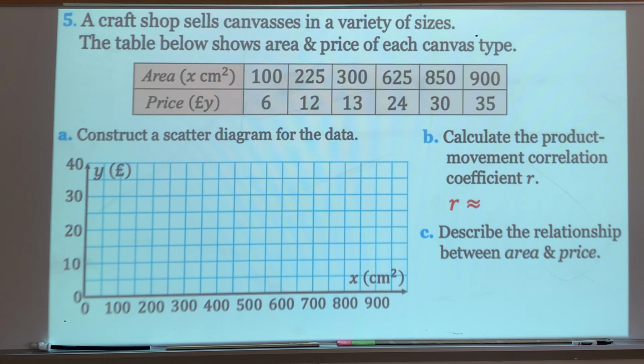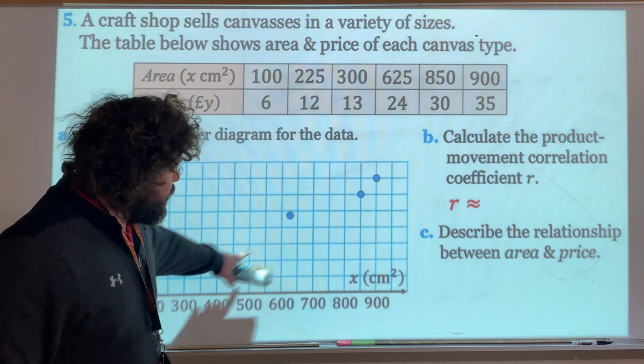A craft shop sells canvases in a variety of sizes. The table below shows the area and price of each canvas type. Construct a scatter diagram of the data. You got it? Make your scatter diagram. Go. Make it. All right, you made it? There you go. Very big graph for not many points, isn't it?